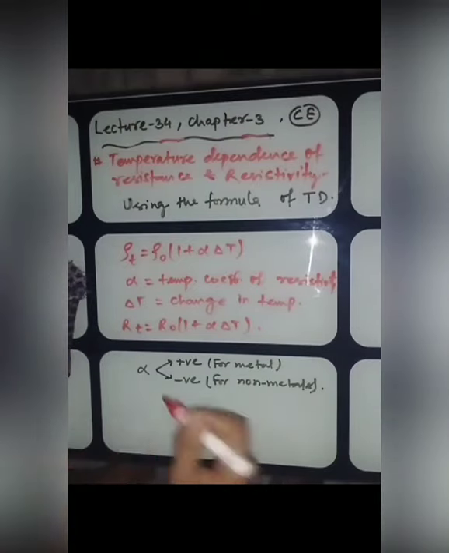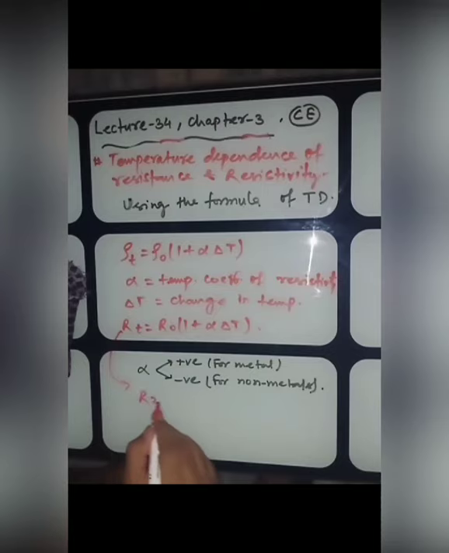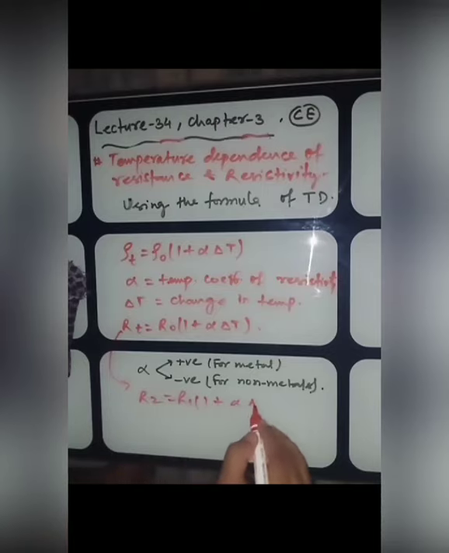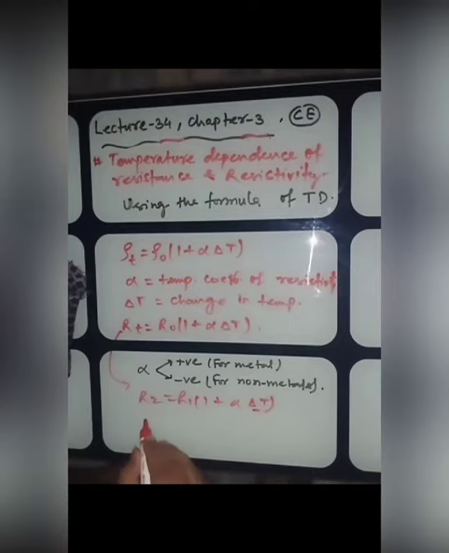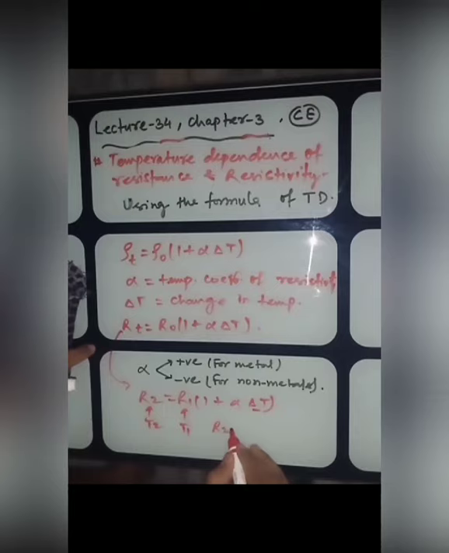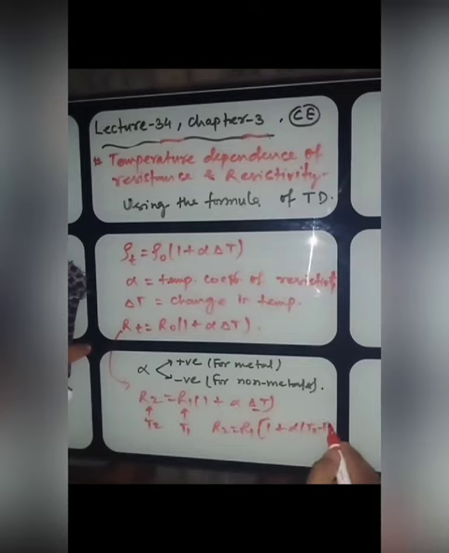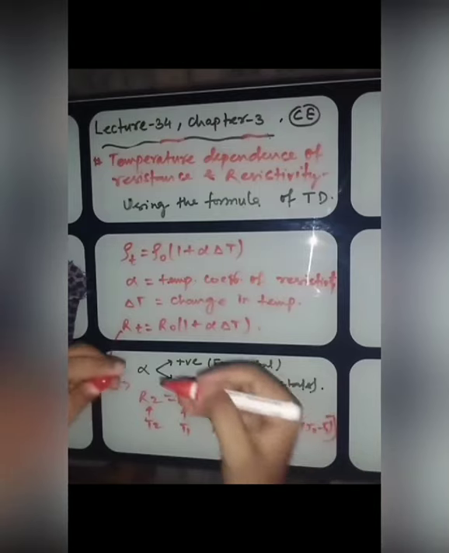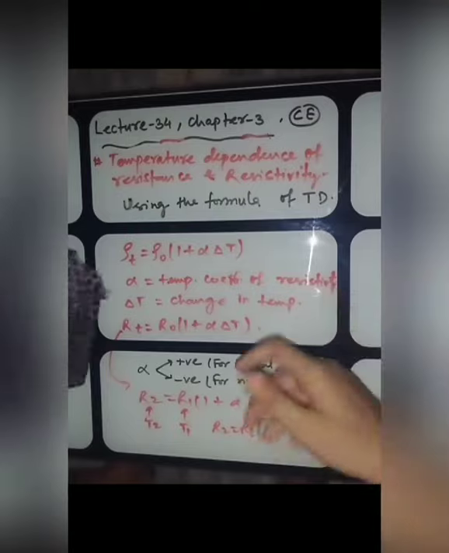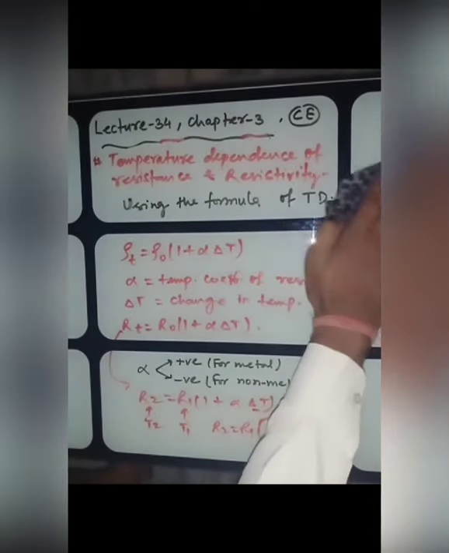You can also write this one, my dear student, as R2 equals R1 (1 plus alpha delta T). And remember, what is the delta T? Here R2 is the resistance at T2 temperature, R1 is the resistance at T1 temperature. It means R2 equals R1 (1 plus alpha delta T), where delta T is nothing but T2 minus T1. So you will solve a few questions, I'll give you for homework or classwork.